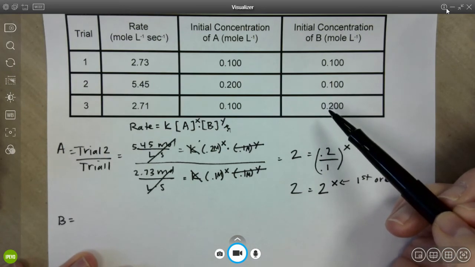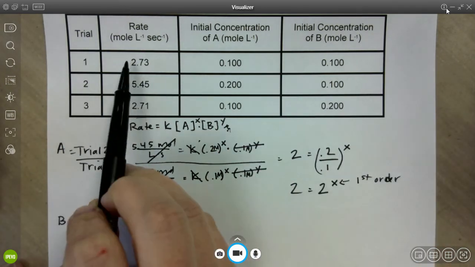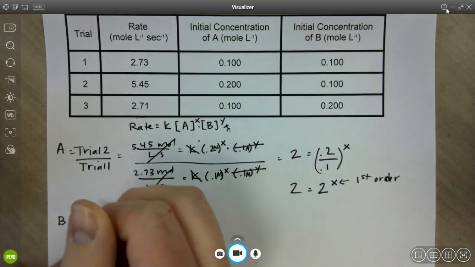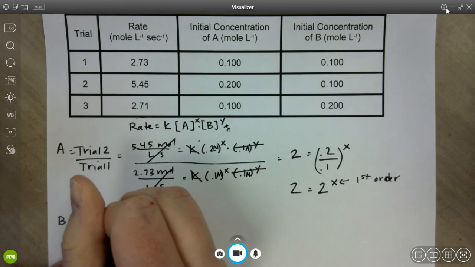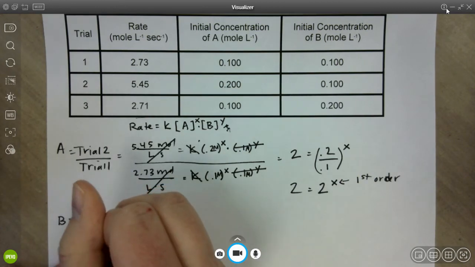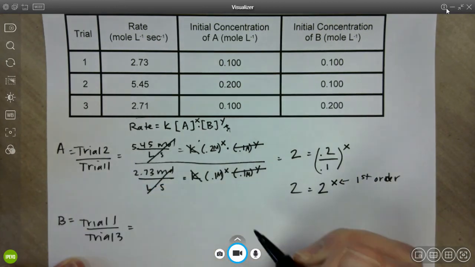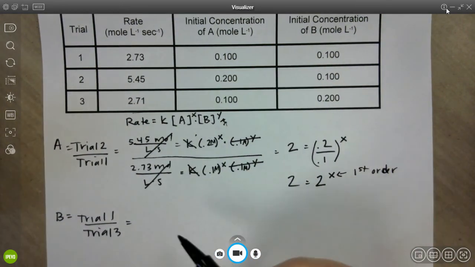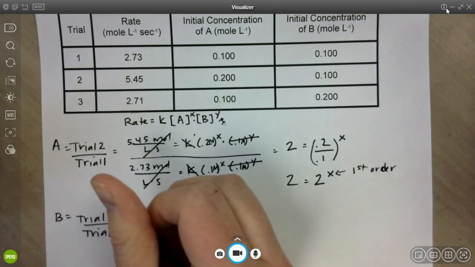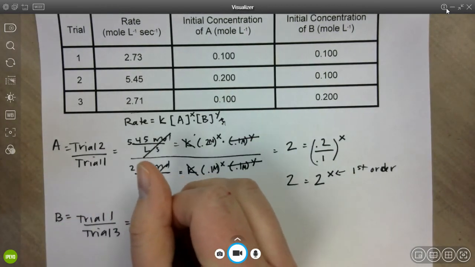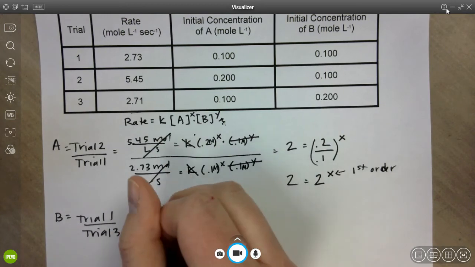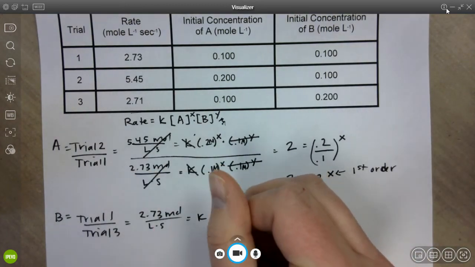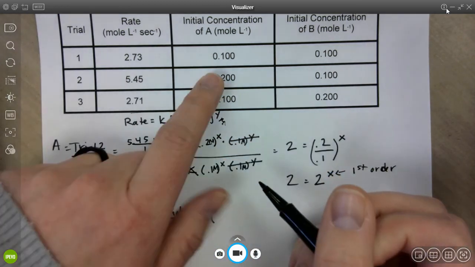So I'm going to put, in this case, if we look here, I don't have any difference in rate, so it's not going to matter which one I put on top here. So let's do trial 1 over trial 3. Like I said, I normally like to put the bigger number on top because then it just makes it not a fraction, because fractions are a little nasty here. So trial 1, its rate is 2.73 moles per liter per second, and that is equal to K times the concentration of A in this trial is 0.1 molar.